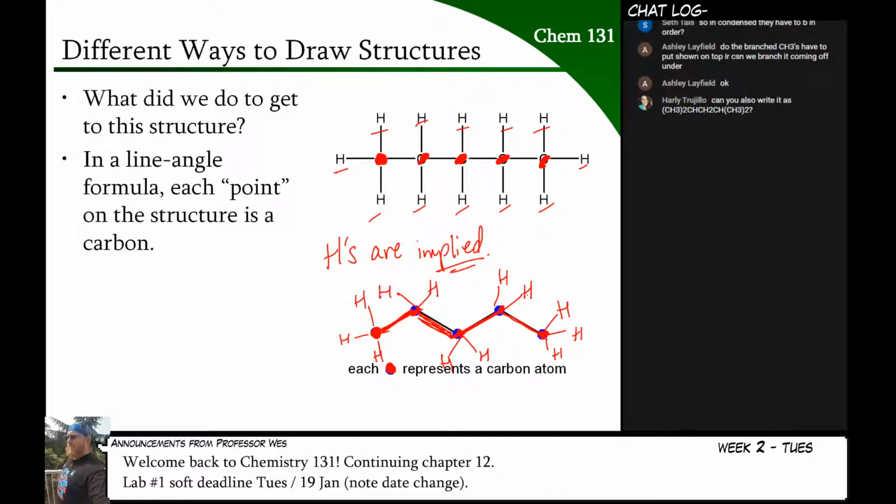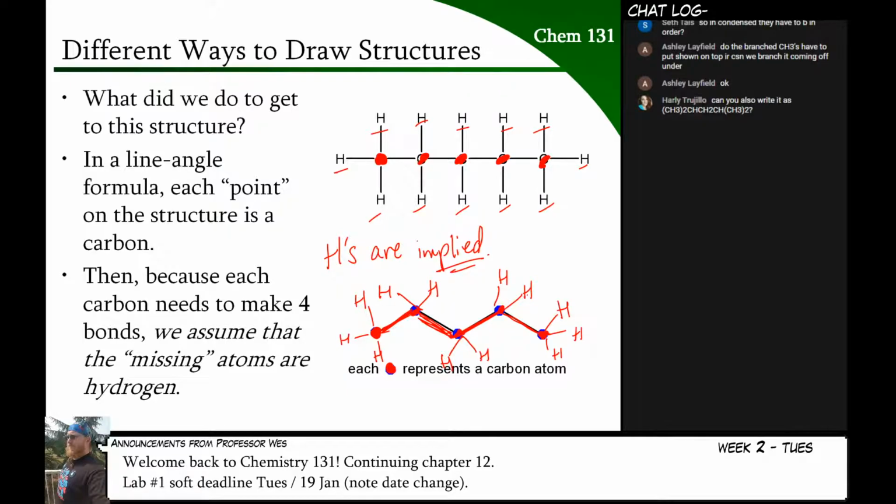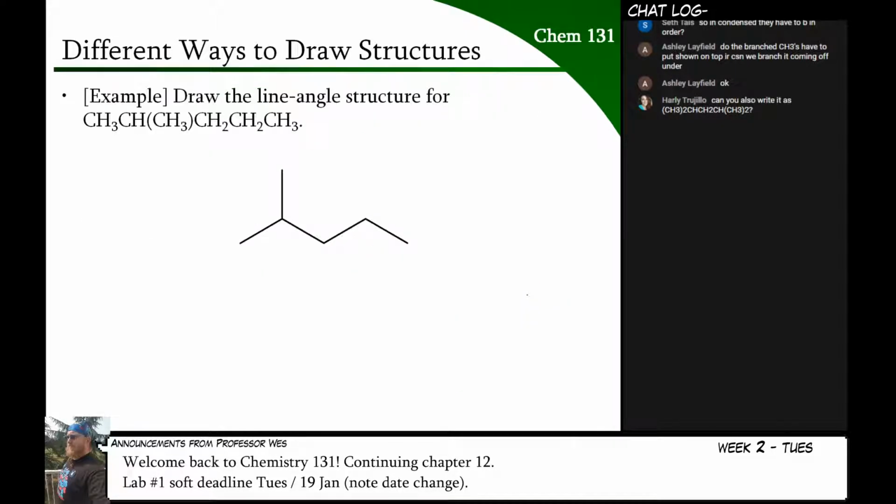But what the H's being implied does for us is it makes our structure way simpler, because 90% of your time drawing these structures, you're drawing H's. So that's how we're going to decipher line angle formulas. We're going to draw a point for each carbon, connect all the points with bonds, and then anything that's bonded to an H we omit. We're going to assume the missing atoms in our structure are hydrogen.